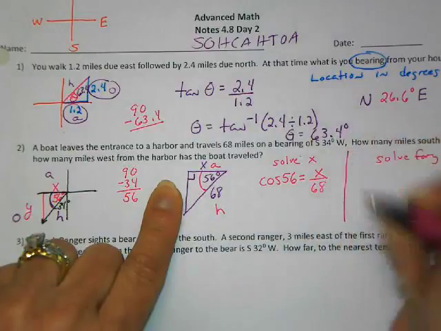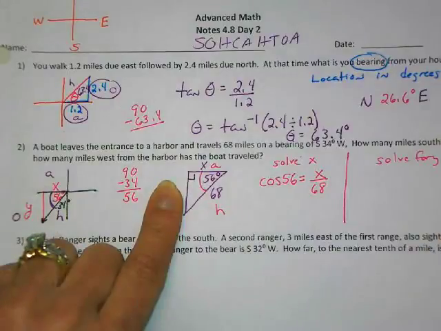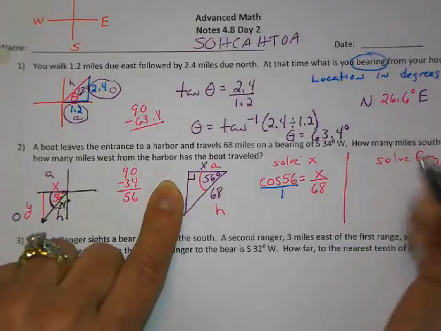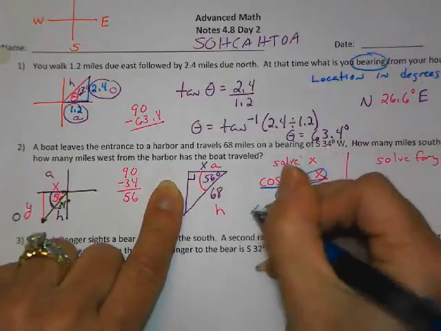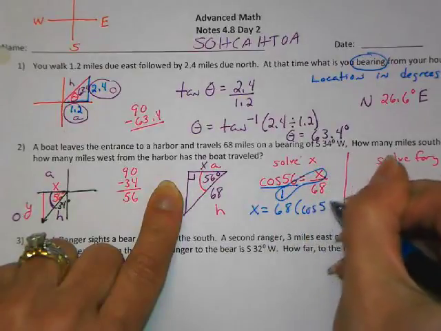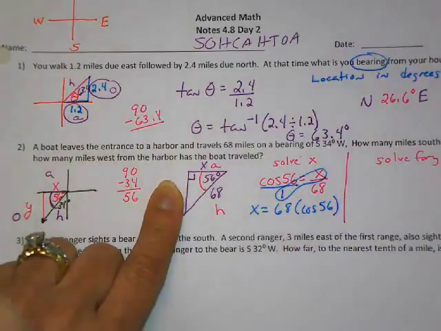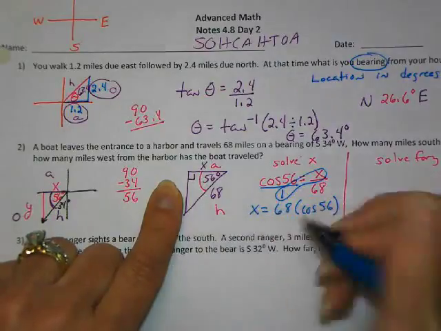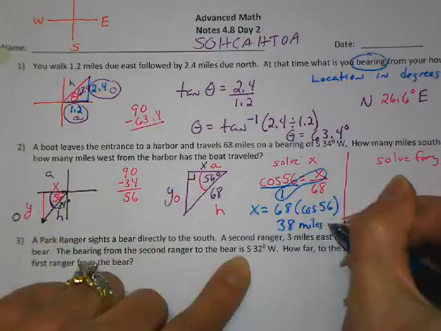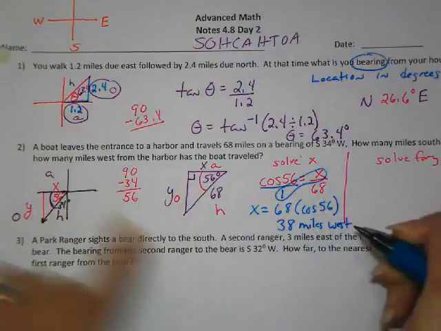Now, do you remember how to solve trig functions? It's been a little bit since we've done them. You can throw a little 1 underneath here and you just cross multiply. So X is equal to 68 times the cosine of 56. So I grab my calculator and I say 68 cosine 56. And I get 38, what are we, miles? And that's west, right? Because this was along the west pennant.